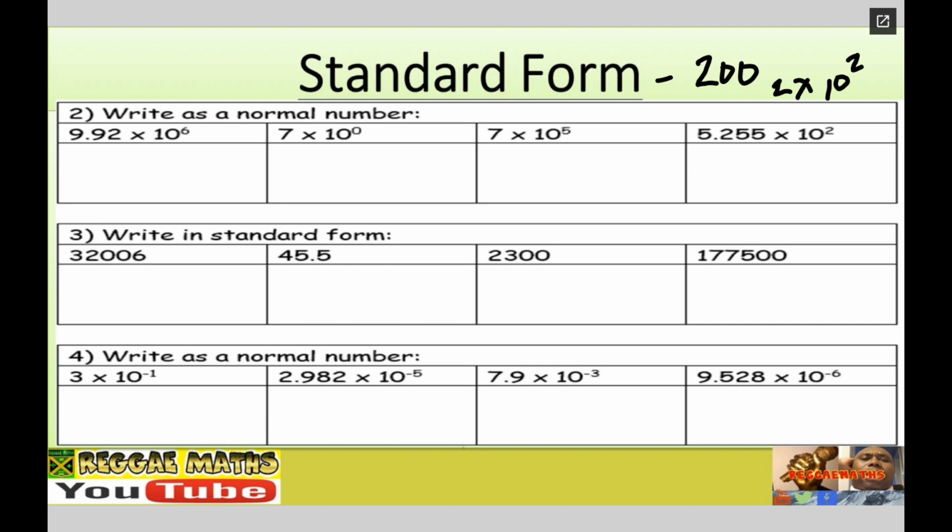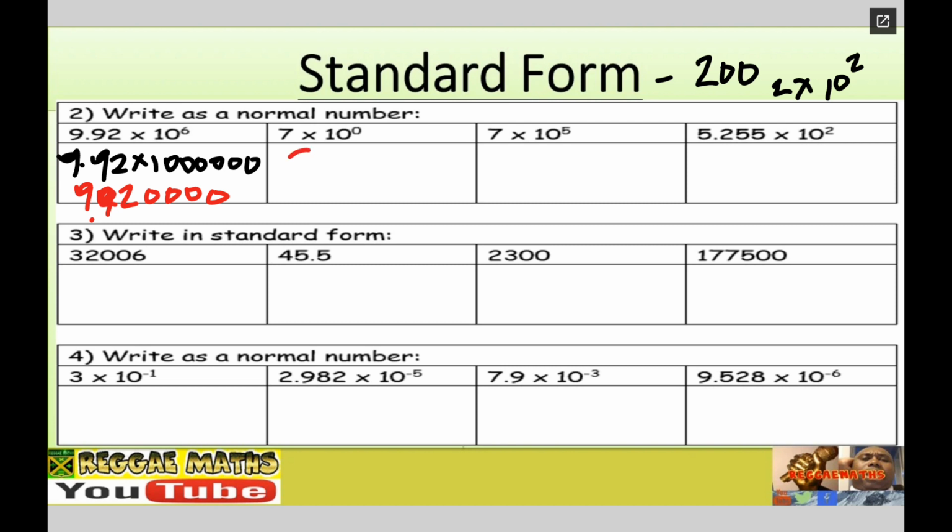So let's look at these numbers. I need to write these in standard form. 10 to the power 6 is a million. So we've got 9.92 times 10 to the power 6. If we take out 2 of the 0s, your answer, written in red here, is 9,920,000.